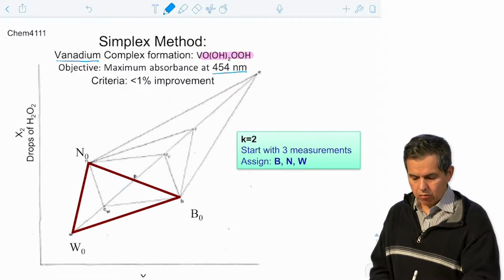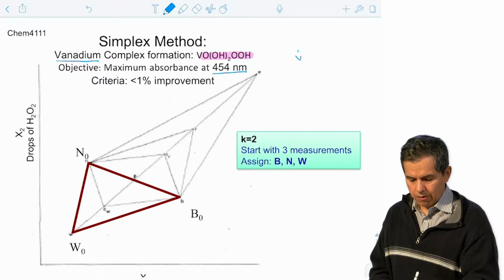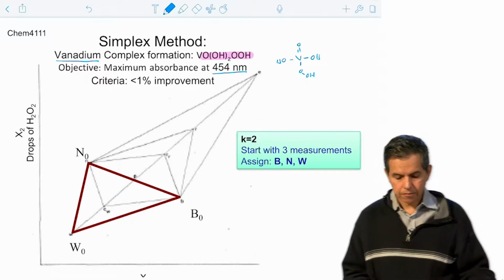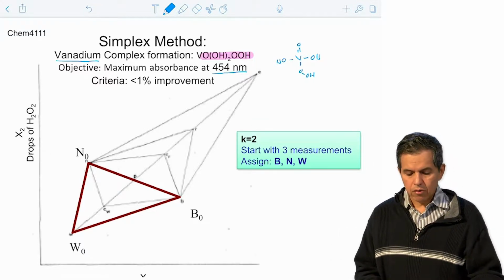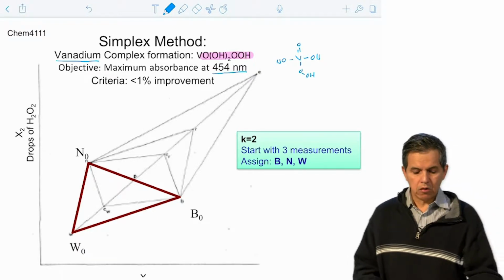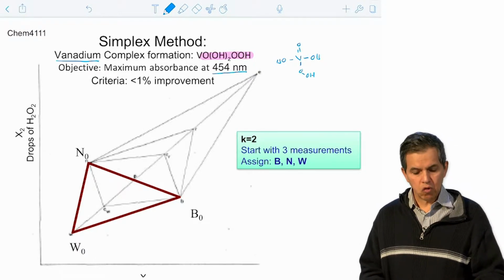And we can also imagine that this is going to have a structure that is similar to something like that. So what we would like to do then is figure out what could be the best conditions to maximize the absorbance of this compound. Two reagents are important in this case.